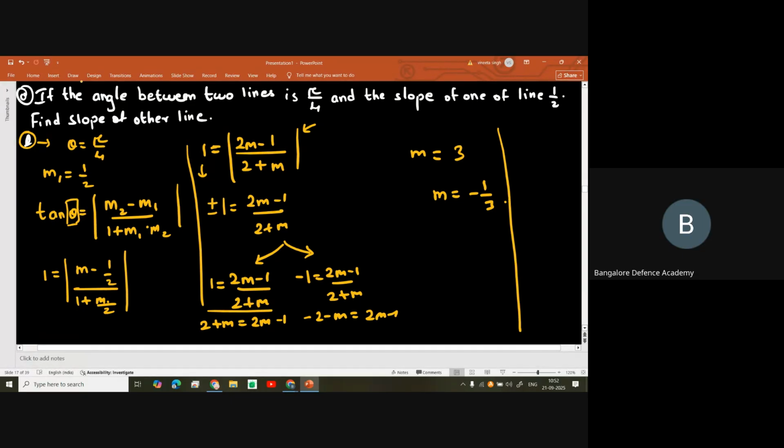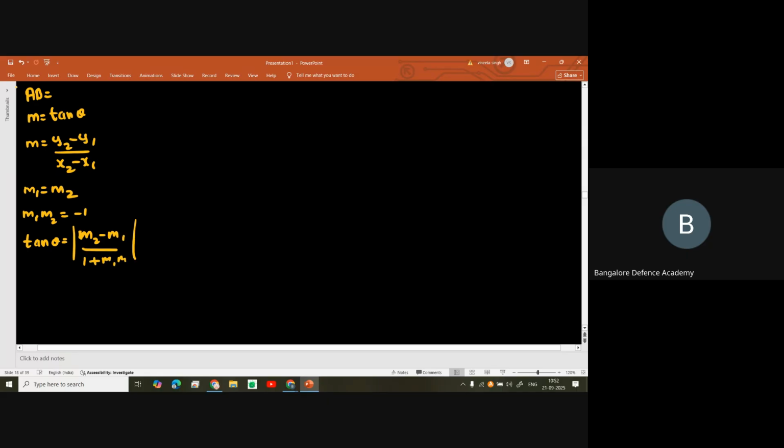Okay. Next type of questions. Before that, let us see what we have done. We started with the distance formula, then m is equal to tan theta, then m is equal to y2 minus y1 by x2 minus x1. Then we saw the conditions for parallel lines, the conditions for perpendicular lines, and the angle. We have used this formula, m2 minus m1 by 1 plus m1 into m2. So these are the things that we have done till now.